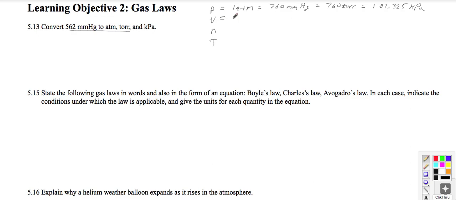Volume, you will see milliliters and liters. For number of moles, that's n. You'll see moles. For temperature, you will see degrees Celsius and Kelvin.